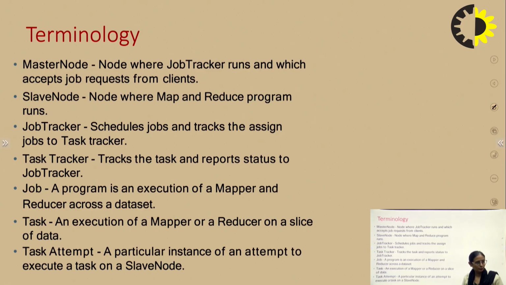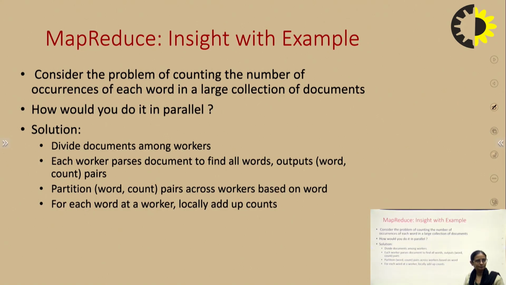Job, it is a program. Task, it is the execution of a mapper or a reducer on a slice of data. And the task attempt is a particular instance of an attempt to execute a task on a slave node. Now we will see how MapReduce works. Let's consider an example where we want to count the number of occurrences of each word in a large collection of documents.